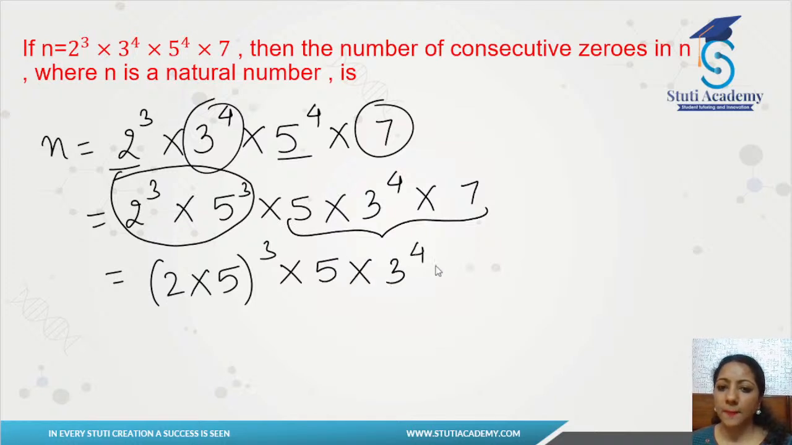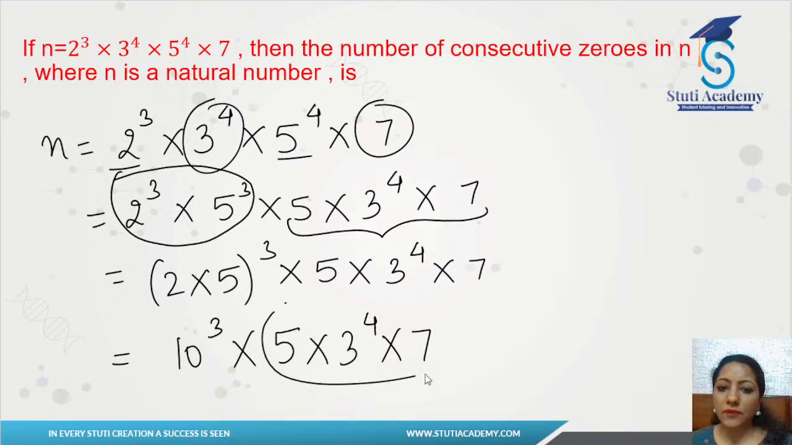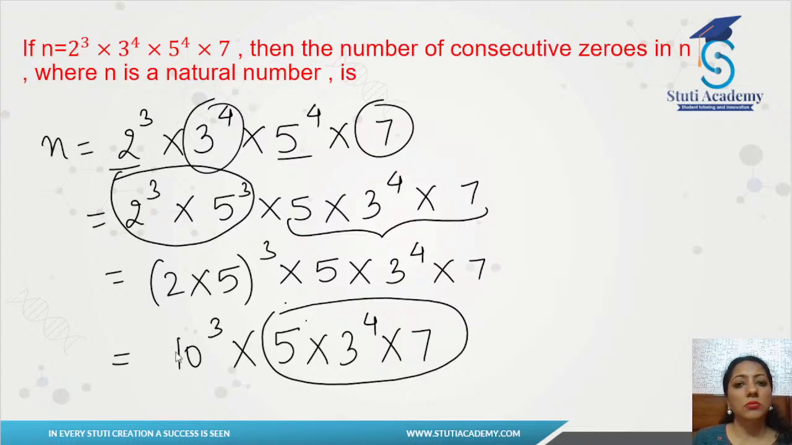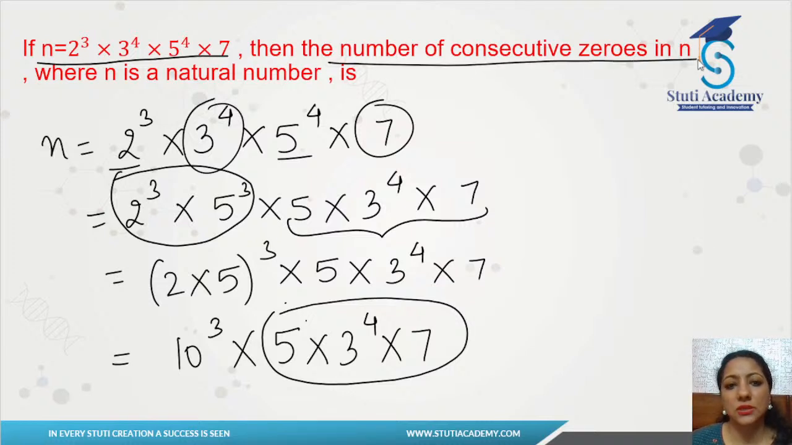There's no change here. Now this is 10 raised to the power 3 into 5 into 3 raised to the power 4 into 7. So whatever number we have here, we are going to multiply by 10 raised to the power 3. That is going to give us 3 consecutive zeros in the end. So finally, this number n will have 3 consecutive zeros in the end. We have to solve for the number of consecutive zeros in n, and that is 3.